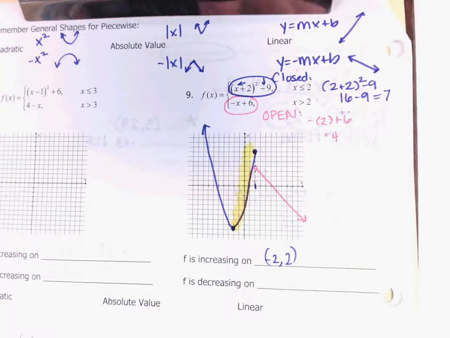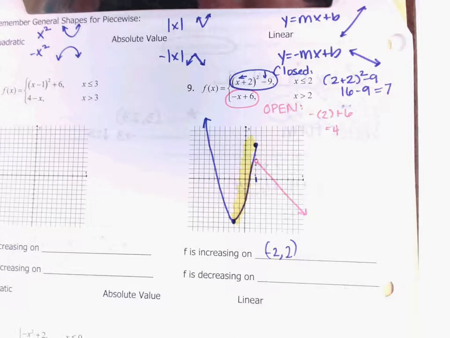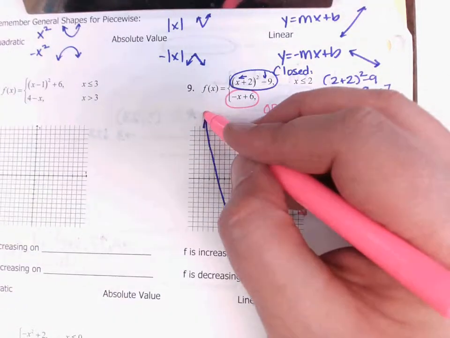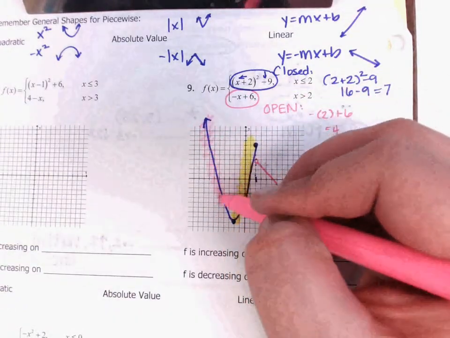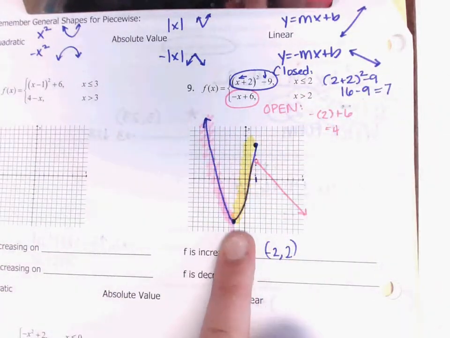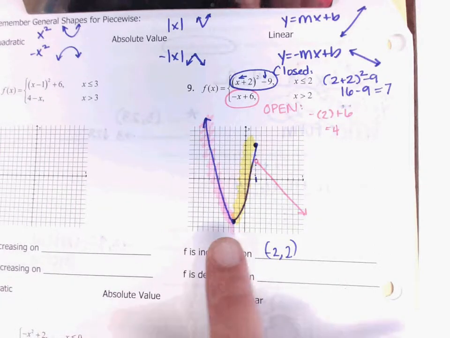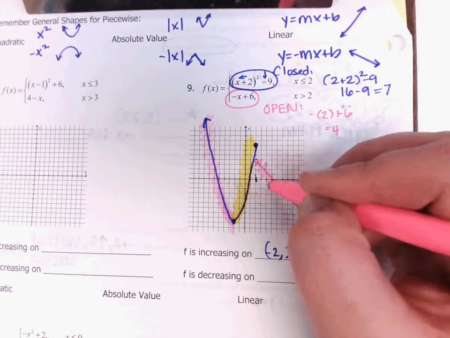Then for decreasing, we want it to be going downhill. Well, that will basically be the other two chunks of the graph. So you can see where I highlighted in pink all of this. Downhill. Until when? Negative 2. Right? Then I pick back up here. All of this is what?